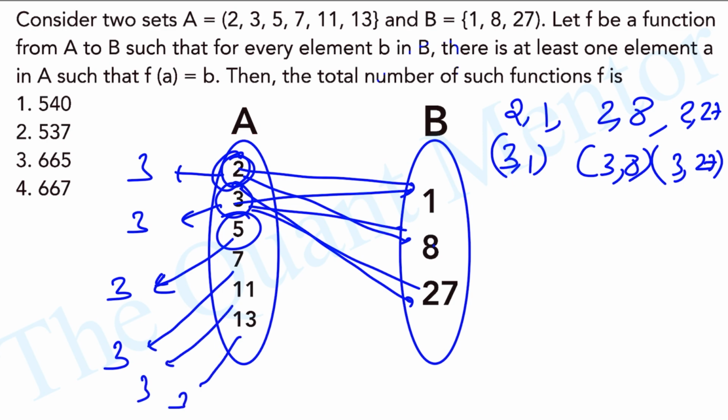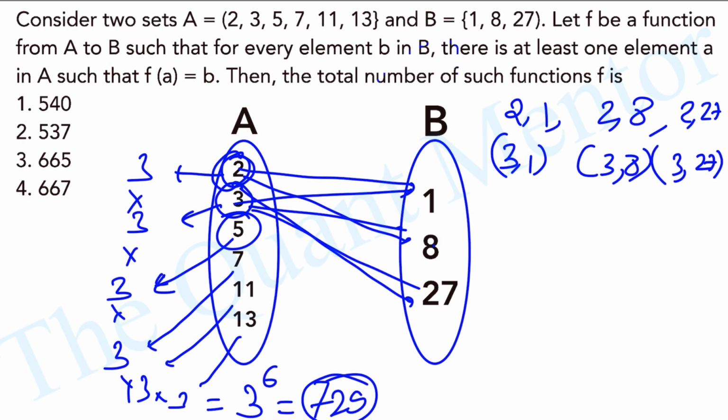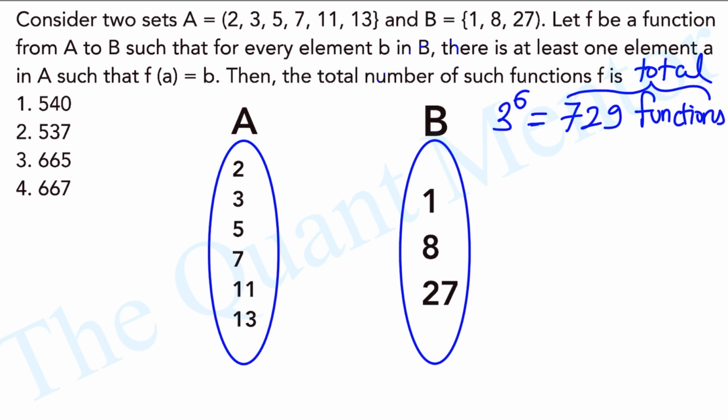So guys, every element in set A has 3 options, and for every element that you choose, the other elements will have 3 choices also. So the total number of ways of creating functions from A to B will be 3 into 3 into 3 into 3 into 3 into 3. This becomes 3 raised to the power 6, and that is 729. So firstly, how many functions are possible from A to B? The number is 729. I have made a note of this towards the right hand side.